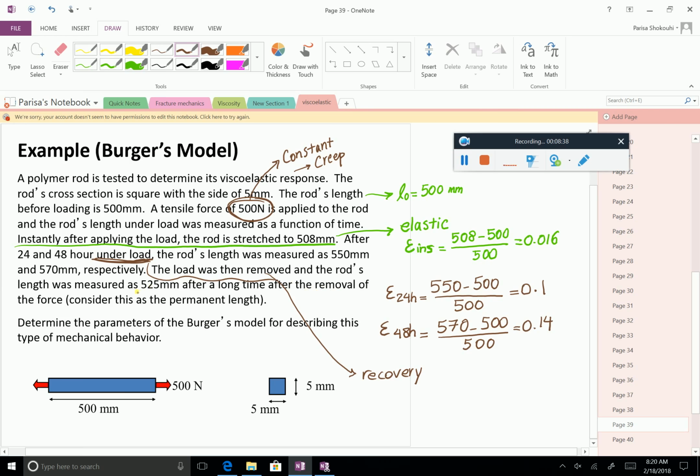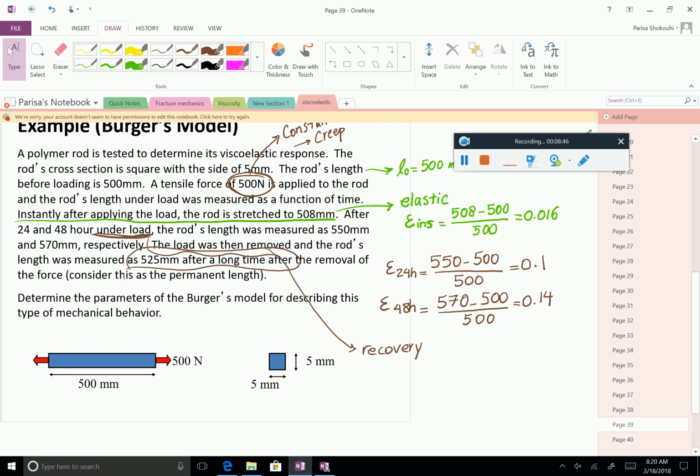And if we wait a very long time, we still see that the rod doesn't go back to its original length. So the permanent strain, the permanent deformation, permanent strain is 525 minus 500 over 500.